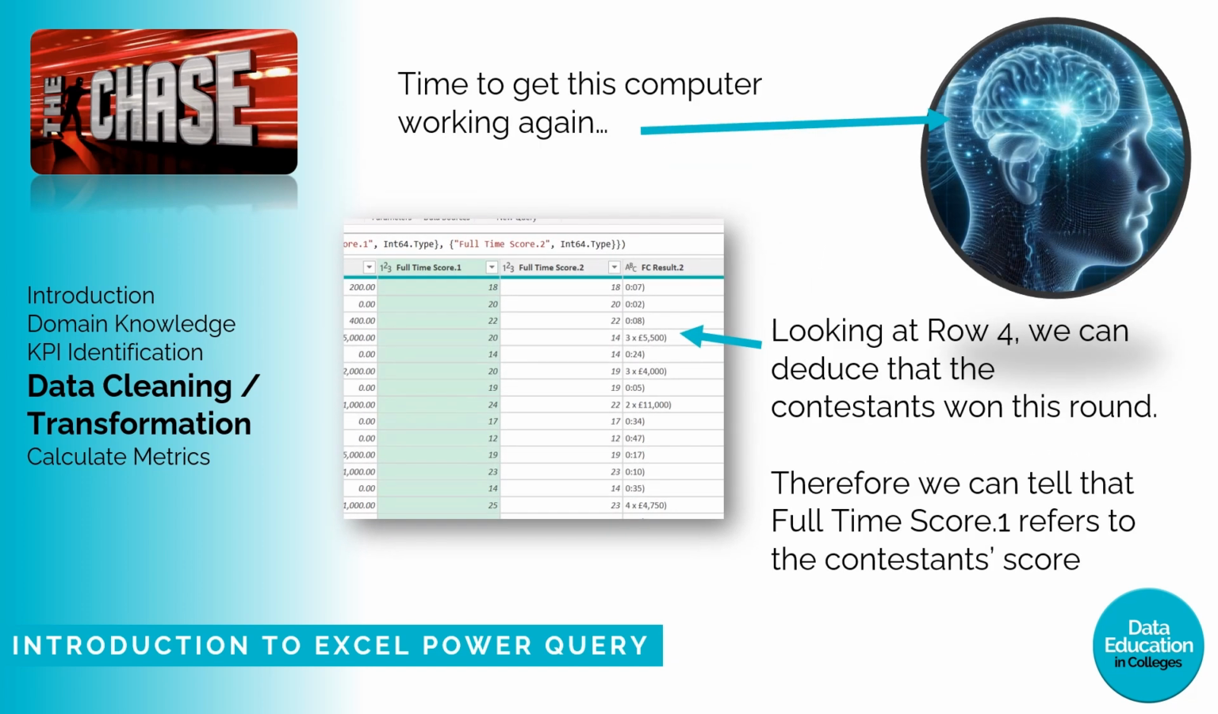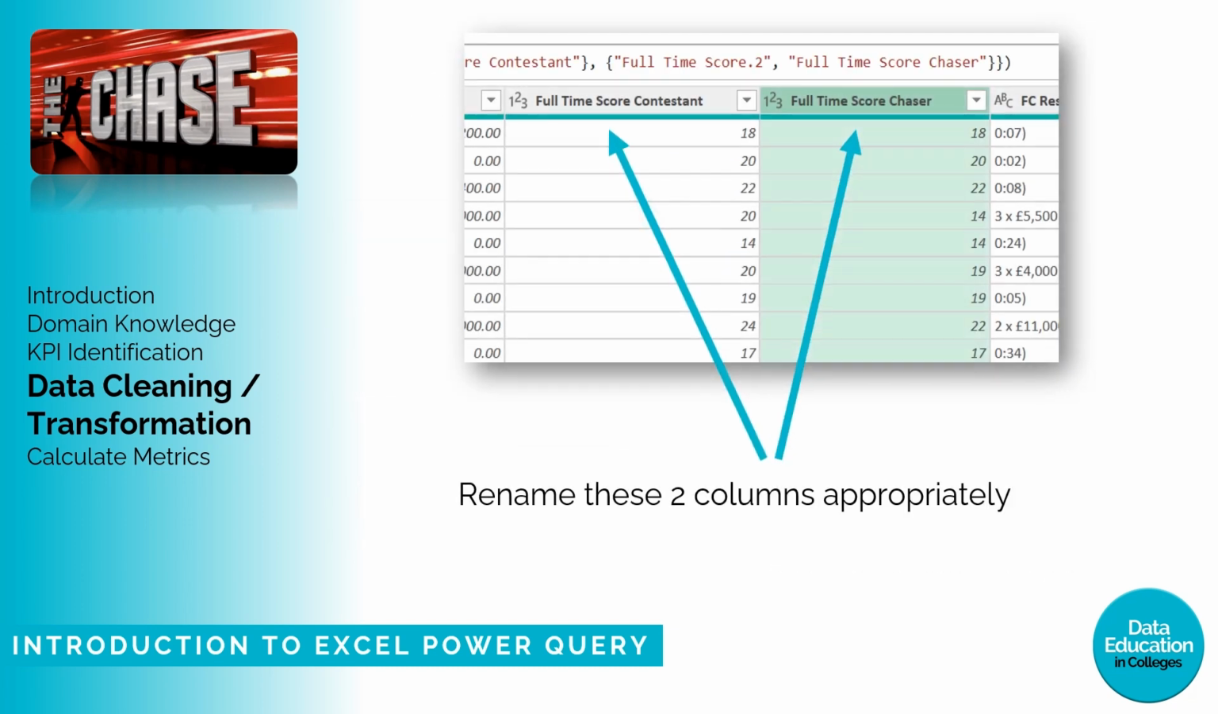Have a look at row 4. We can deduce that the contestants won that round, so we now know that full-time score 1 refers to the contestant score. So rename those two score columns appropriately as per slide. Full-time score contestant and full-time score chaser.